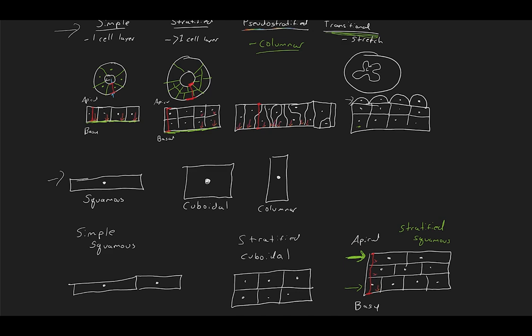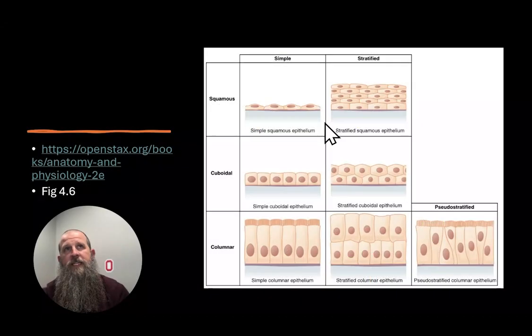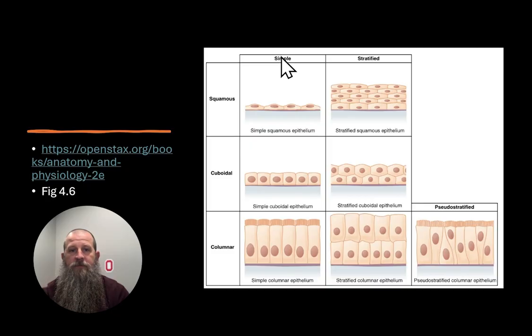So let's go ahead and take a look at an image of some of these different epithelial tissues. Epithelial tissue is classified on the number of cell layers thick. If it's one, we call it a simple epithelium. If it's more than one cell layer thick, we call it a stratified epithelium. And then we also classify it by the cell shape, what the cells look like.